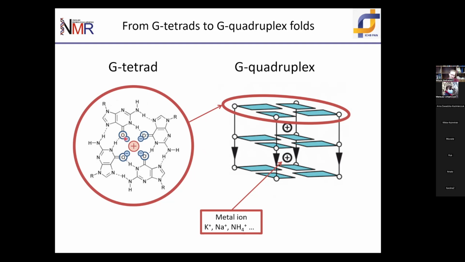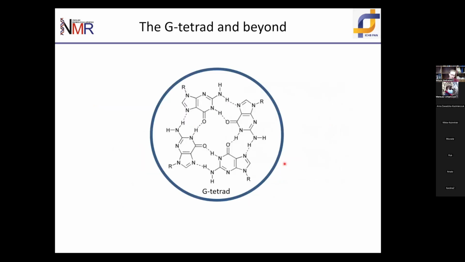Between negative charges. That's why positive ions are absolutely necessary for the formation of G quadruplexes. But G quadruplexes actually go beyond just G tetrads. Actually, no other nucleobase is able to form such stable tetrads as guanosines. So we only have G quadruplexes. We don't have C quadruplexes or U quadruplexes.